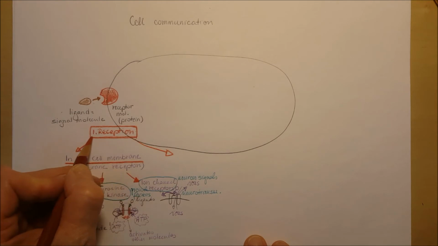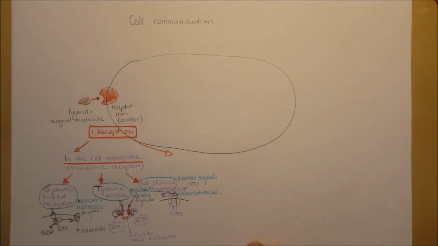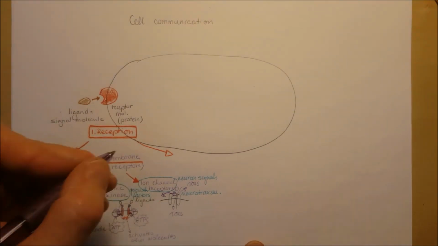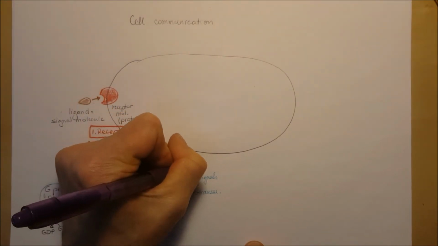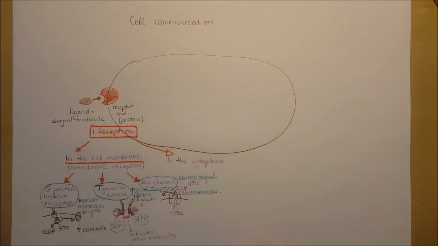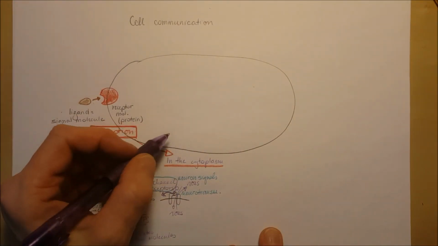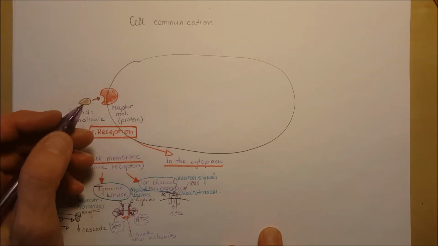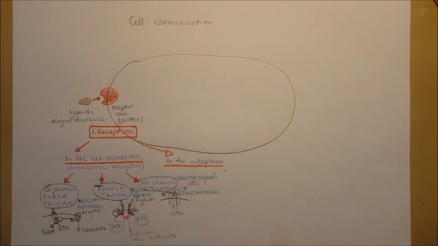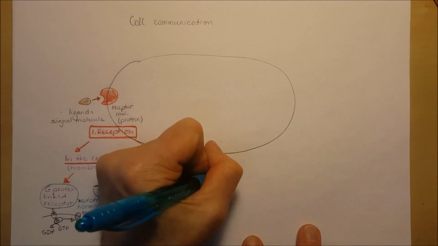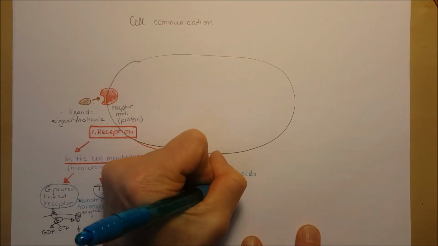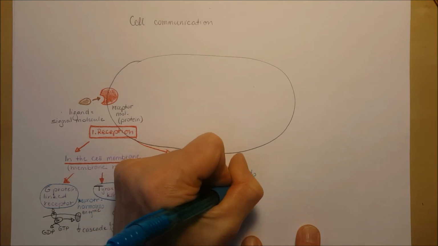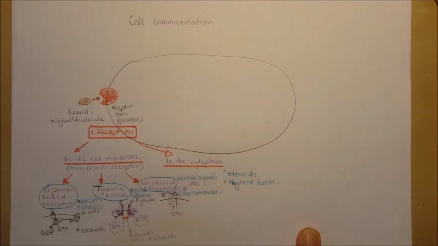The other type of receptor is a receptor inside of the cytoplasm, so cytoplasmic receptors. These receptors are in the cytoplasm because the ligand can cross the membrane, so it is hydrophobic, and it can go inside of the cell. These are the steroids and the thyroid hormone.